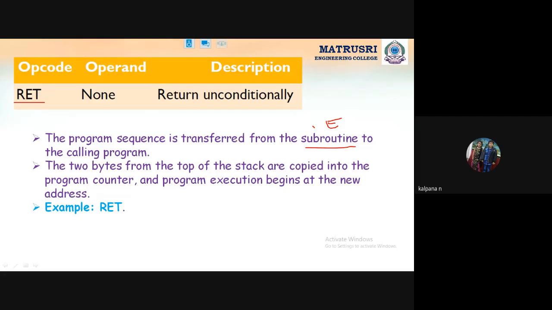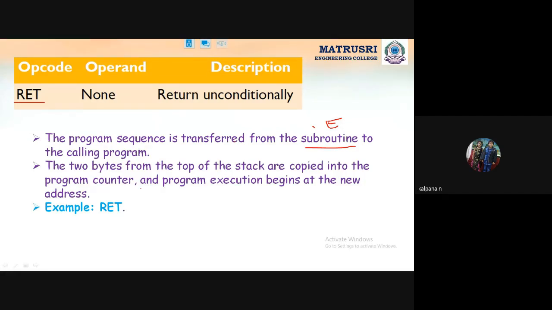RET means that after execution of the 70 instructions present in the subroutine, we need to go back to the main program. If we do not give RET, our cursor stays in the subroutine, at the address location of the last instruction. But we need to move the cursor for the execution of the entire program, so we need to come back from the subroutine, the subprogram.